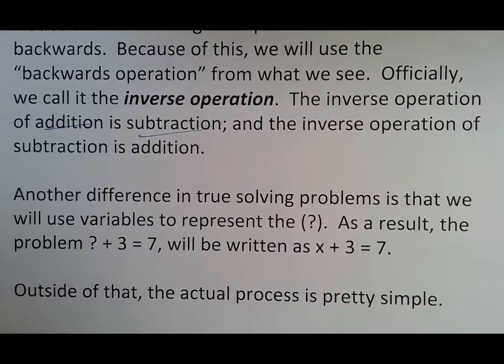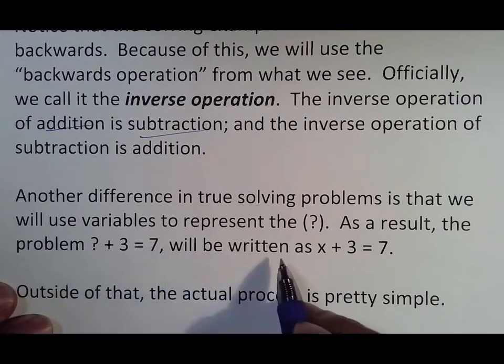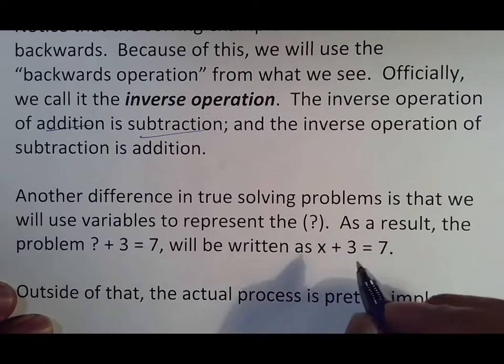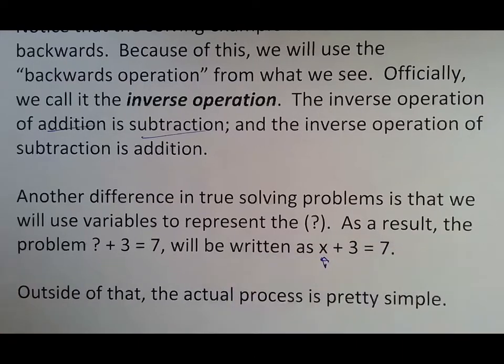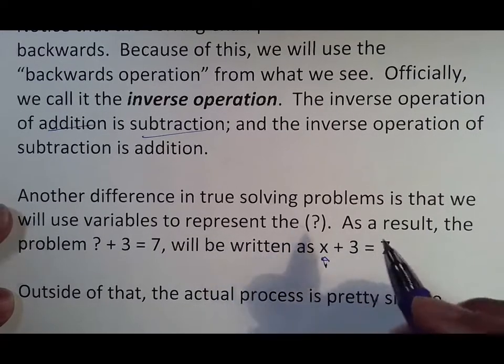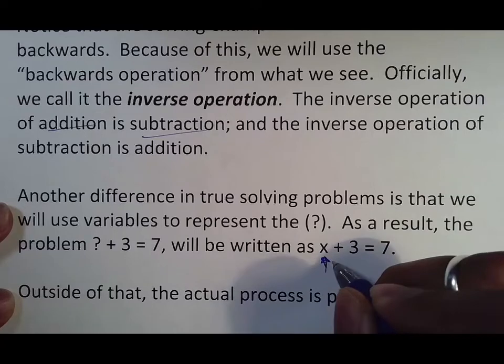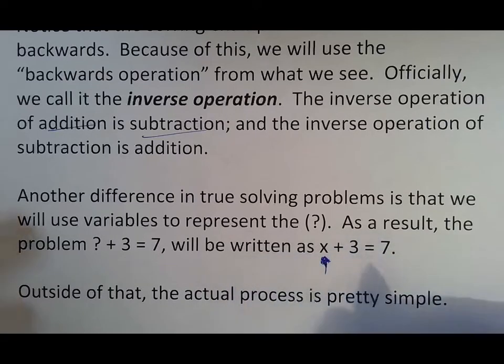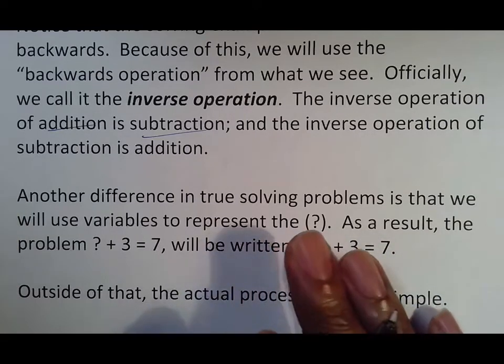And another difference in true solving that we're going to be doing here is that we'll use variables to represent the question mark, because you can't just put a bunch of question marks there. So as a result, instead of being question mark plus 3 equals 7, you'll see it as x plus 3 equals 7, which means I want to find the value of x. Now I know before we were plugging in for the value of x, but variables have 2 different purposes. One is I can give you a value and have you plug it in. The other one is I can say I don't know what it is and I want you to find it or solve to find out what that value of x is.